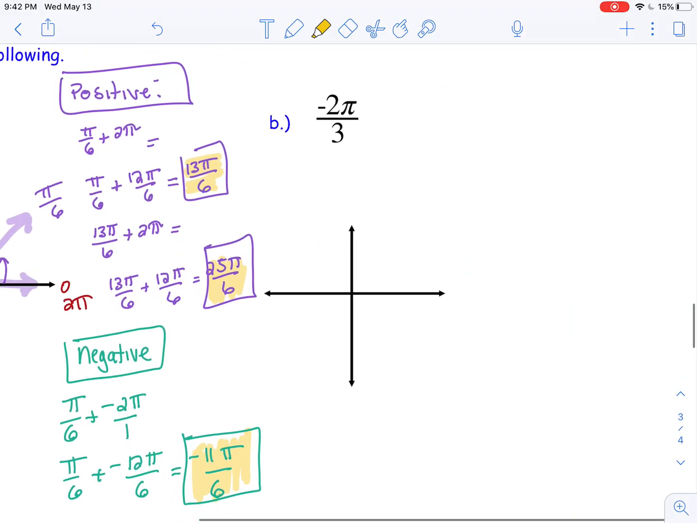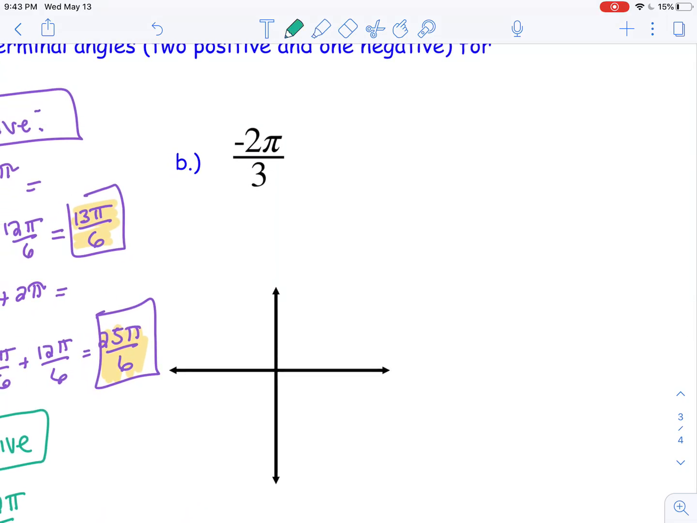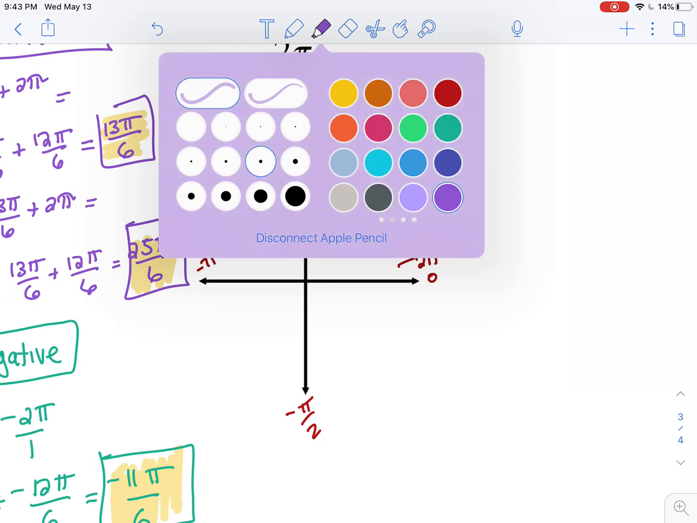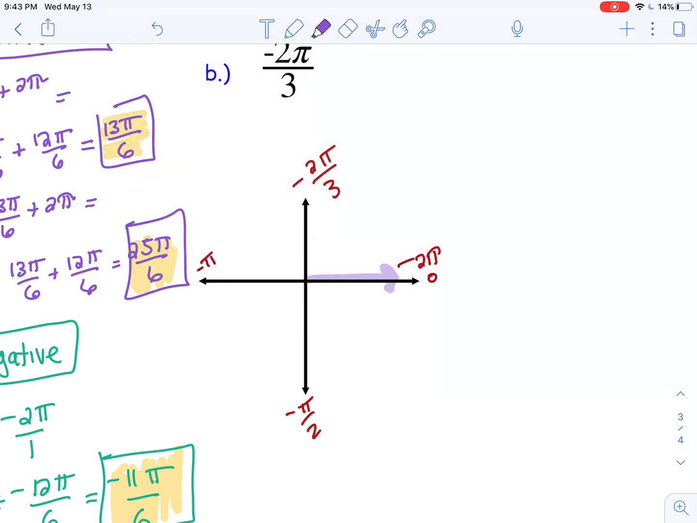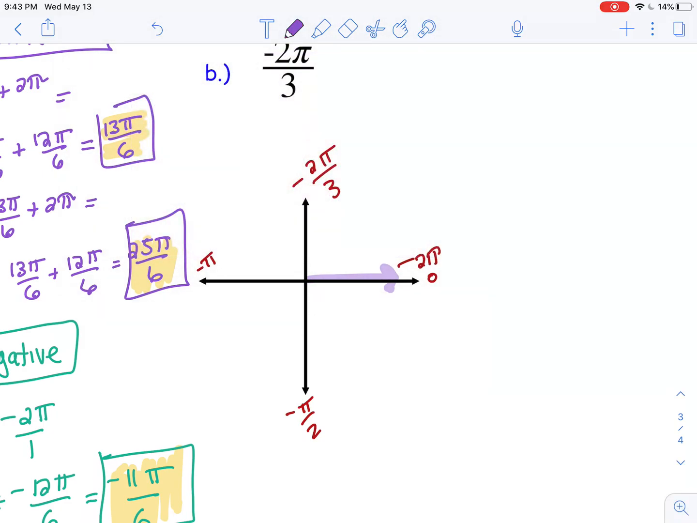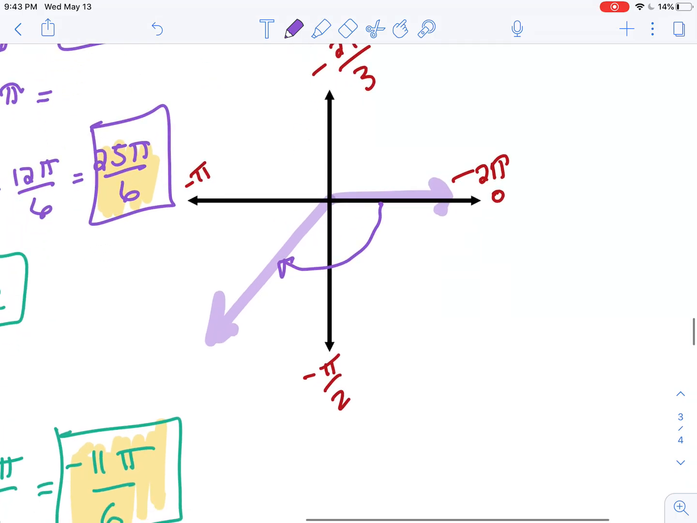Let's work with negative 2 pi over 3. Now we're starting with a negative angle, so we need to go in the negative direction. This is negative pi, negative 2 pi over 3, 2 pi, negative 2 pi. I'm opening in the negative direction, so I'm starting on the initial side. I open up. Negative 2 pi over 3 is going to be in the third quadrant.